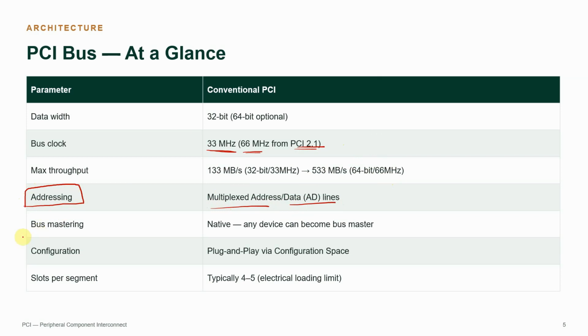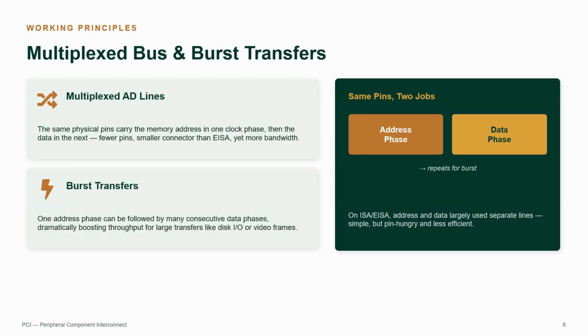And bus mastering is also a very good feature which was added in the PCI bus. Whereas in the case of ISA or EISA, we have dedicated buses for data as well as address, in the case of PCI, the same bus can act as an address bus, or it can act as a data bus. And for configuration, in the case of PCI, I'm going to have plug and play configuration via a concept known as configuration space. The number of slots per segment has also increased in the case of PCI. So this is the architecture of PCI.